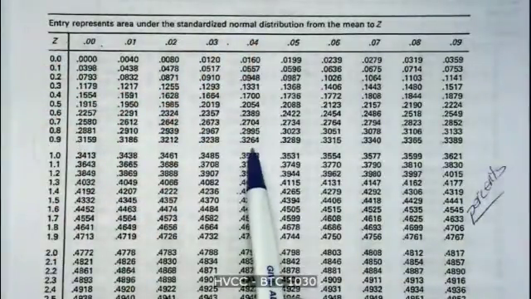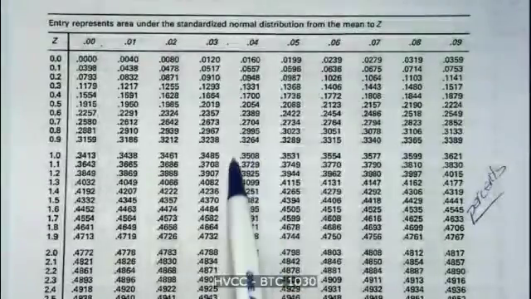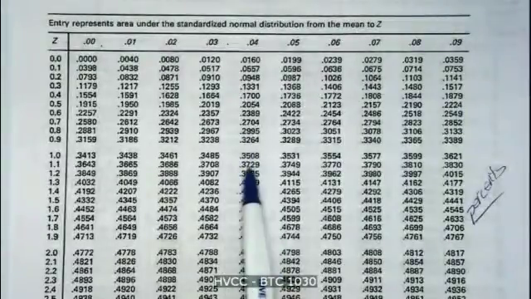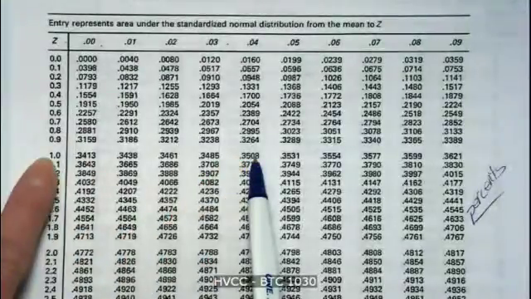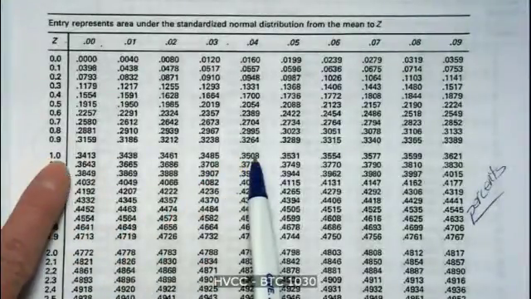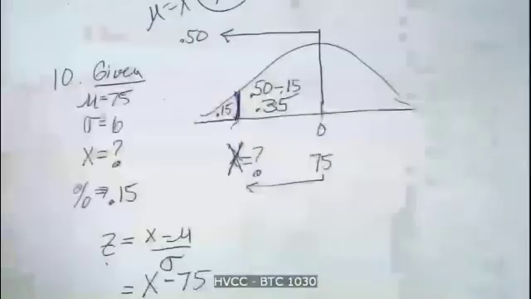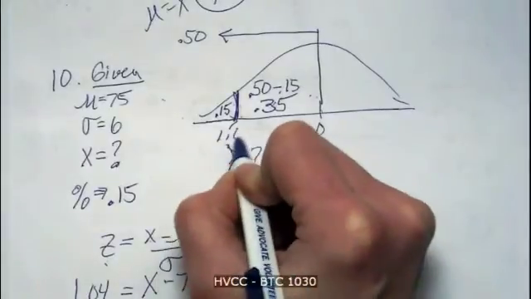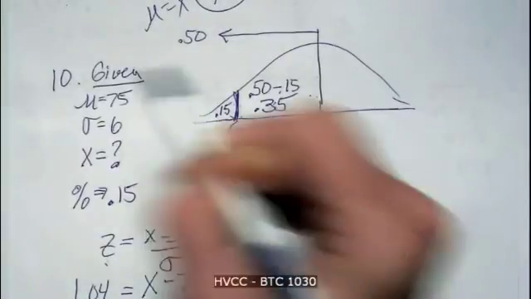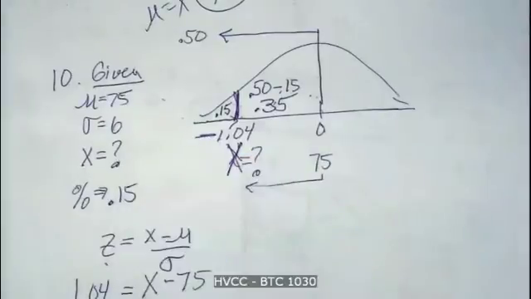Let's do that again. We found that 0.3508 is our closest percent. We've got to find our Z. We come out on our Z table to 1.04. So our Z is 1.04. However, it's on the left side, so it has to be minus. This has to be minus. That's very important in this equation.